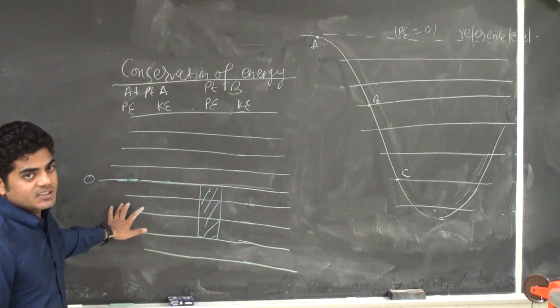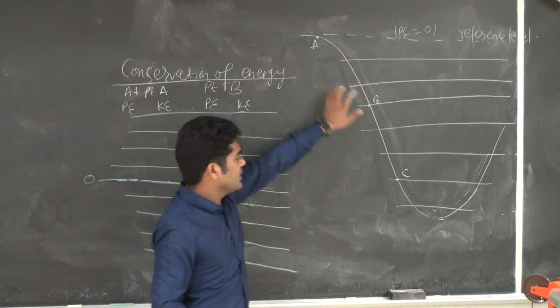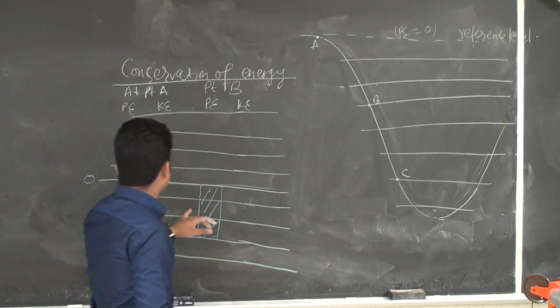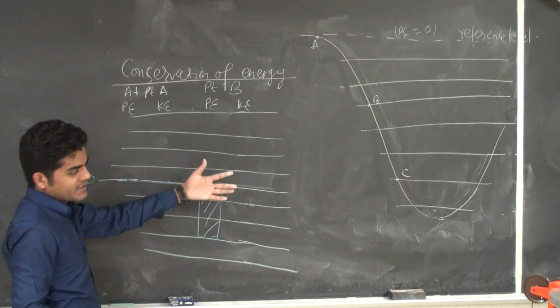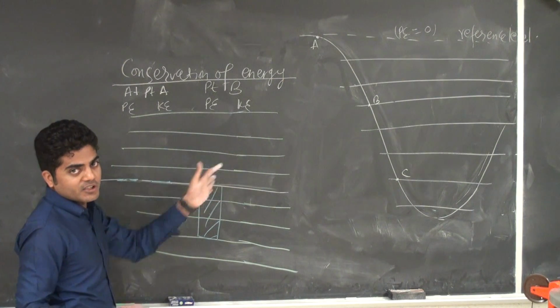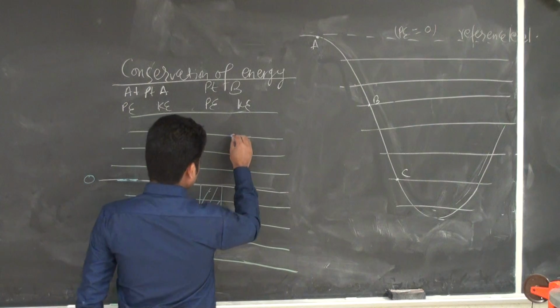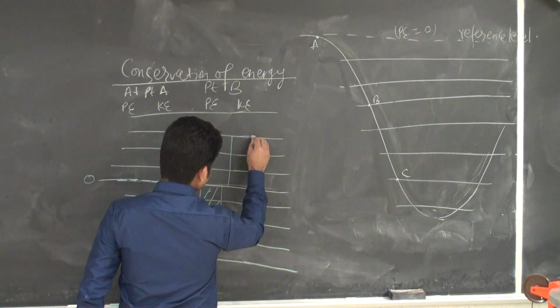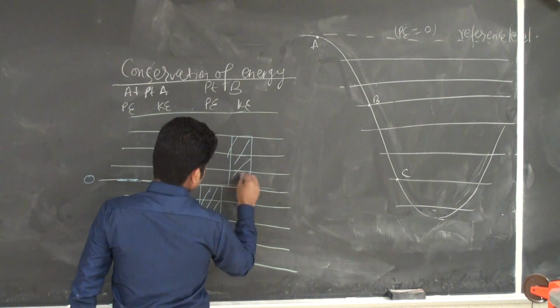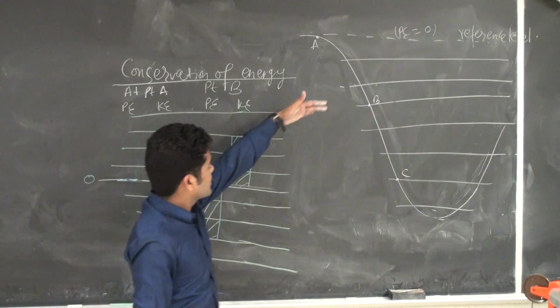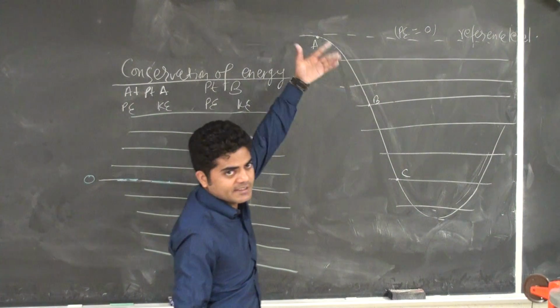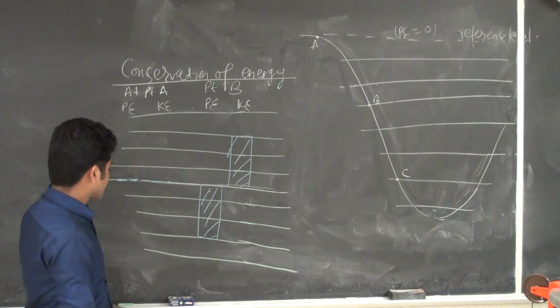But the total energy at all the points A, B, C should be 0. So if the potential energy is 3 steps downward, the kinetic energy should be 3 steps upward in order to conserve the energy, right? So we can draw the kinetic energy something like this at the point B, because the potential energy is 3 steps downward, so the kinetic energy will be 3 steps upward.